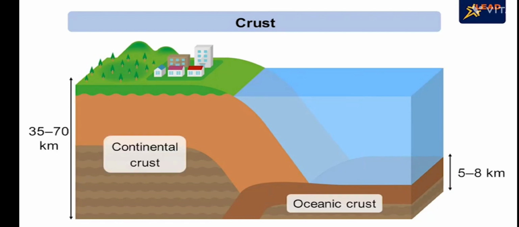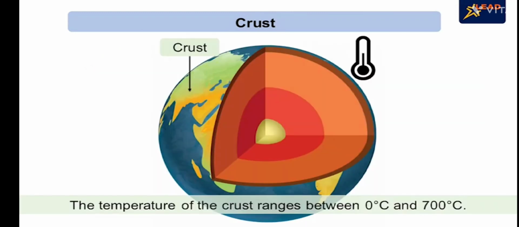The thickness of the crust varies from 5 to 8 kilometers under the oceans and 35 to 70 kilometers under the continents. Its temperature ranges between 0 degrees Celsius and 700 degrees Celsius.